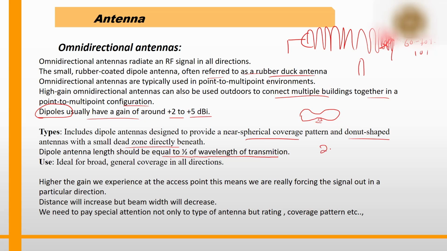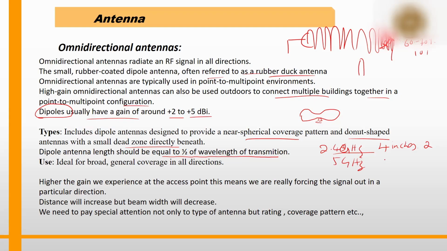Suppose you take a 2.4 gigahertz band. So in wireless communication, we have 2.4 gigahertz, 5 gigahertz, 6 gigahertz. If you take 2.4 gigahertz, the wavelength is approximately equal to 4 inches, suppose. So the antenna length should be 2 inches. Okay, that is half the wavelength.